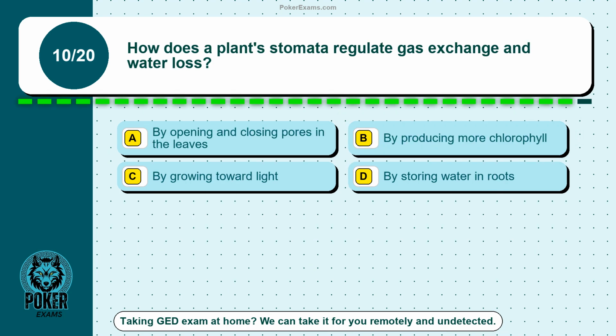Question 10. How does a plant's stomata regulate gas exchange and water loss? Option A, by opening and closing pores in the leaves. Option B, by producing more chlorophyll. Option C, by growing toward light. Option D, by storing water in roots.